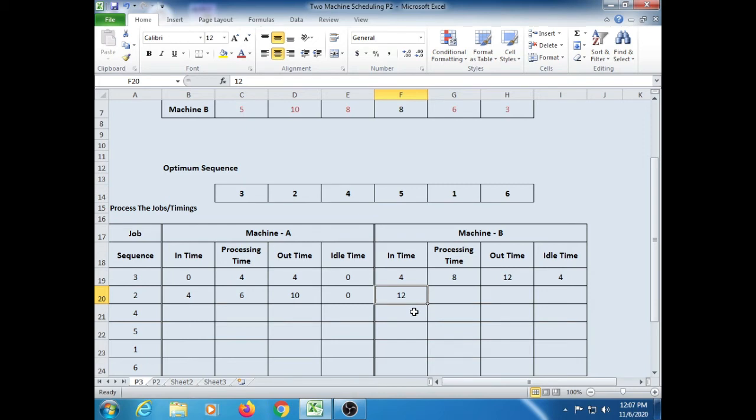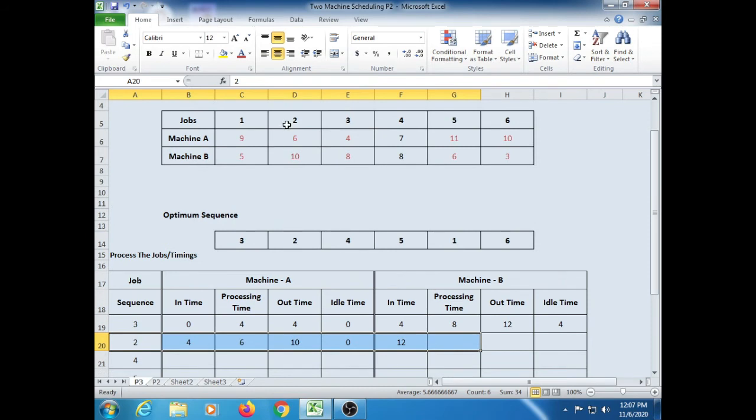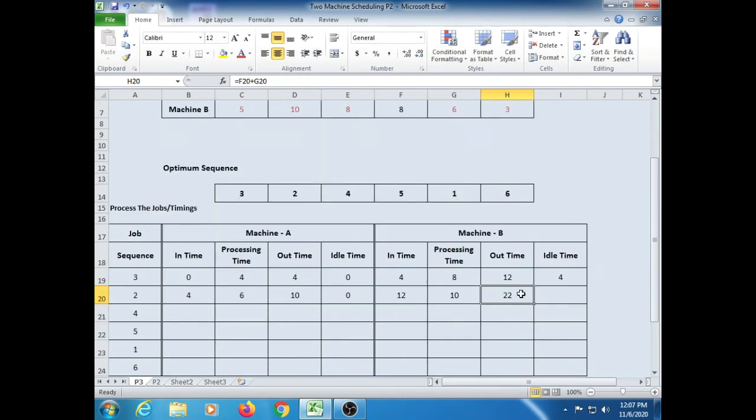So after finding out the in time of machine B, then we have to take the job 2 processing time for machine B, that is 10. So here I am taking 10 processing time. So what is the out time? To calculate the out time, in time plus processing time, then we will get the out time. So at the 22nd hour, we can complete 2 jobs on both machines.